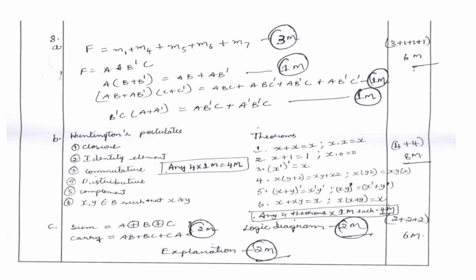They have given a Boolean algebra. You have to determine the postulates and theorems of Boolean algebra. So you will be determining the postulates, which carries 4 marks, and theorems carries 4 marks. So totally it is of 8 marks.